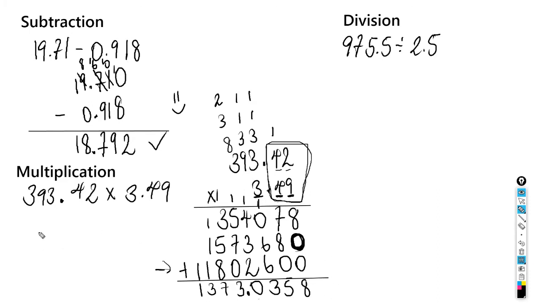Awesome, guys. So the answer is actually 1373.0358. All right, guys. Awesome. All right, so in a moment, we're going to look at division now, right? And if this seems a bit confusing to you guys, don't worry. We're going to do a lot of examples like this in order for you to really get it. All right? Great. So we can move on to division now.